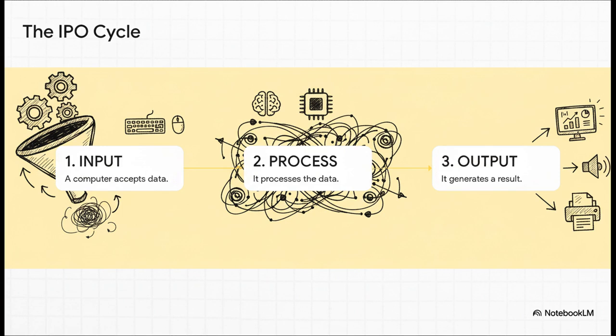Think of this as our master plan. It's called the Input Process Output Cycle, or IPO for short. It's super simple. First, you give the computer some information. That is the input. Next, the computer does some thinking and work on it. That's the process. And finally, it gives you back the results, and that is the output. Simple, right? Input, process, output. So let's build our whole computer based on just this idea.